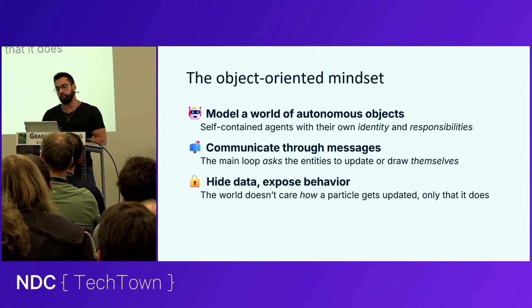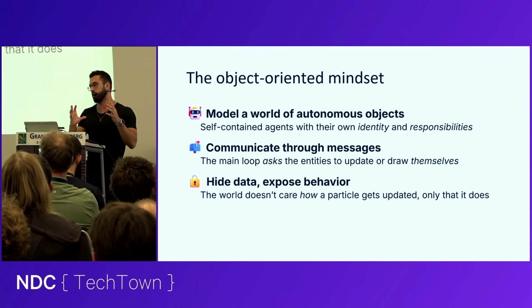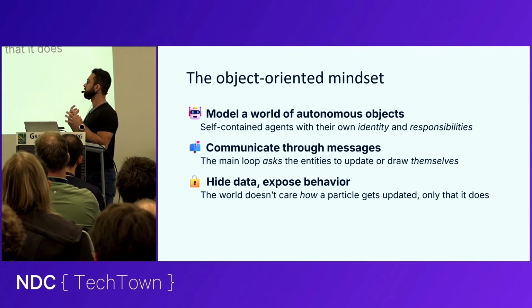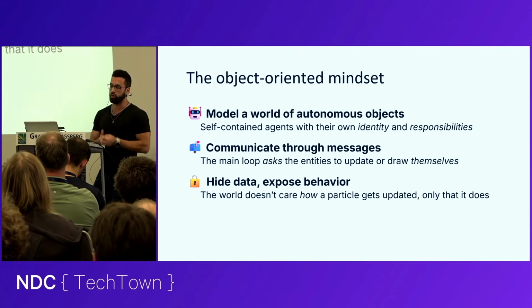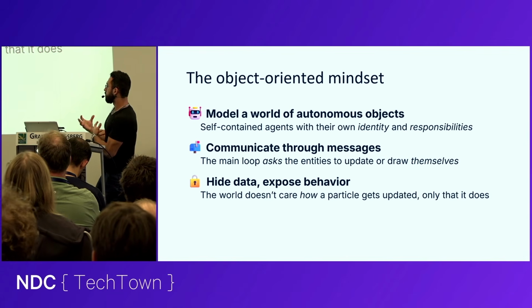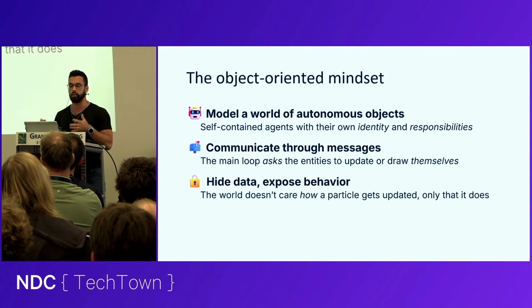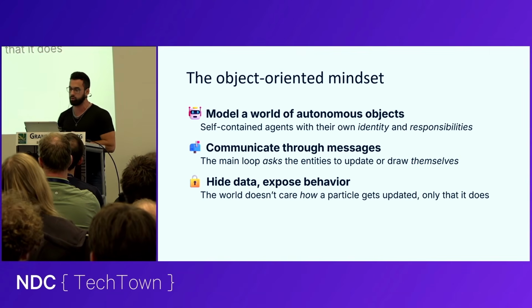OOP tends to hide data and expose behavior. You know, we have private, we store all our data in the private section. We don't want to make it visible. We want to give ourselves the chance in the future to change the internal representation without changing how it is actually used. So the world doesn't really care how a particle gets updated, only that it does, and it gives us this, let's say, barrier where we can then in the future change what happens under the hood.